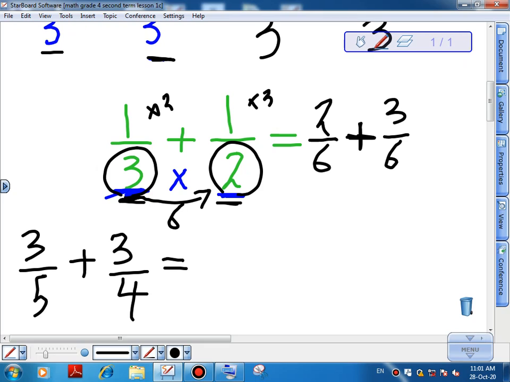Then we have 2 over 6 plus 3 over 6. We have the same denominator, which is 6. And 2 plus 3 equals 5. It will be 5/6. 5 over 6.